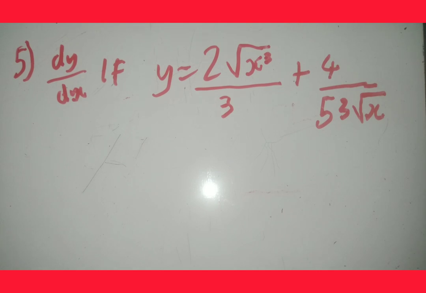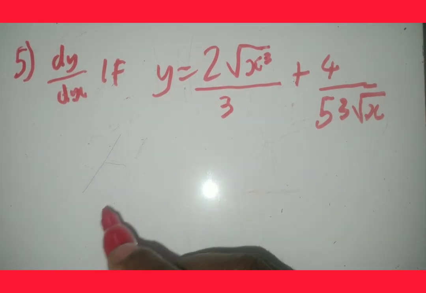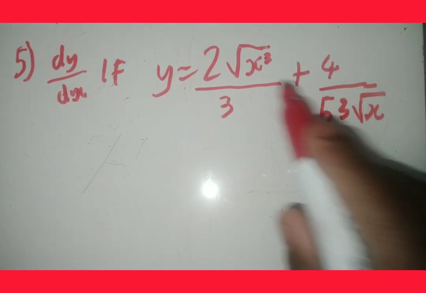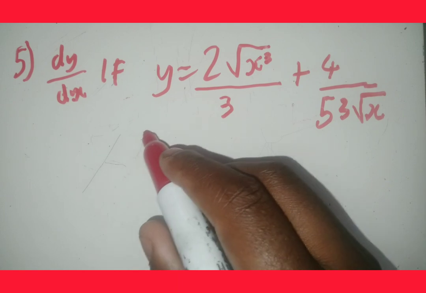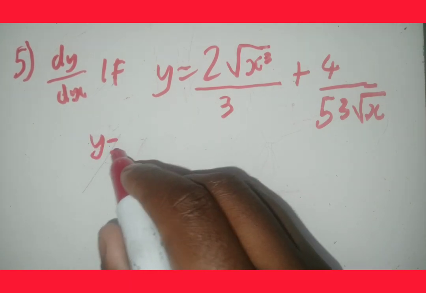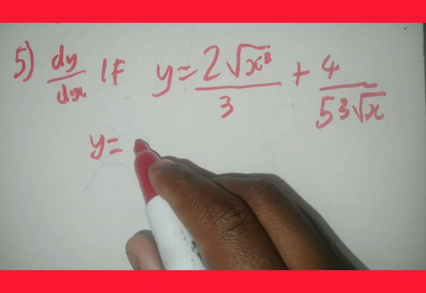Okay, let's look at the final example of this video. They say find the derivative of y with respect to x if y is equal to 2 square root of x cubed over 3 plus 4 over 5 cube root of x, right? Of course this is not in a differentiable form, and we've got radicals, so we can choose to first change radicals into non-radicals. So let's do that. We still keep it as y because we are still manipulating, we're not deriving.